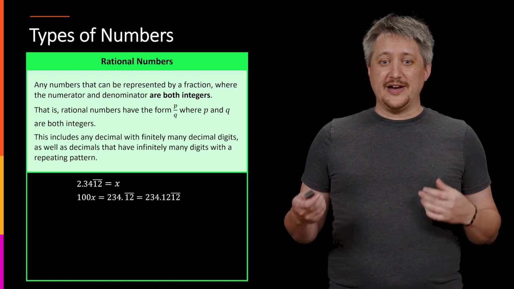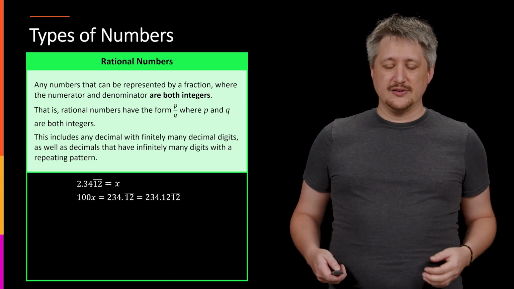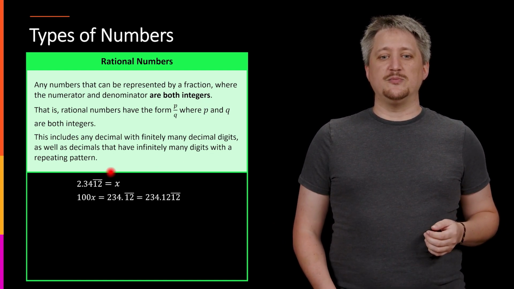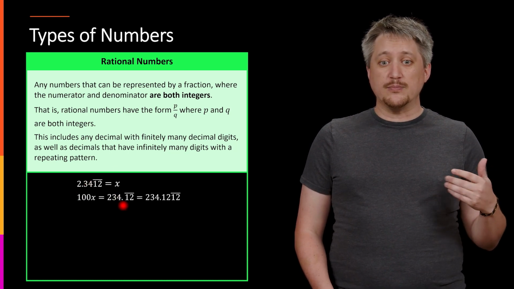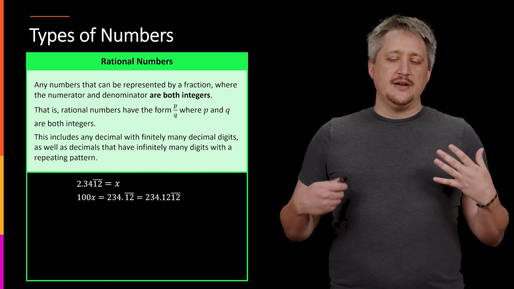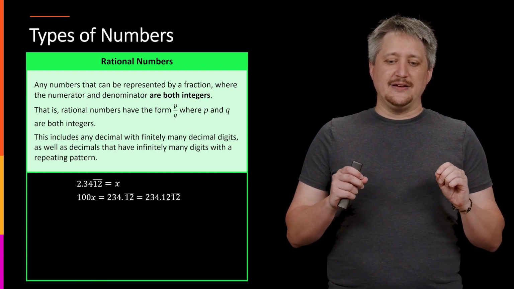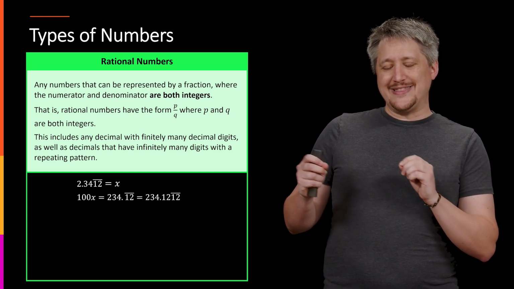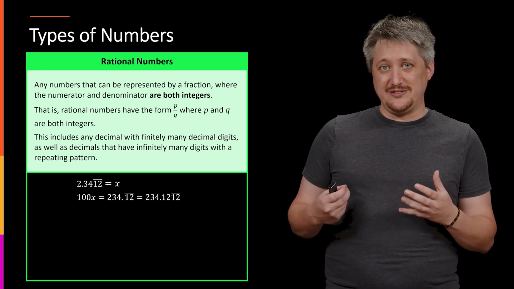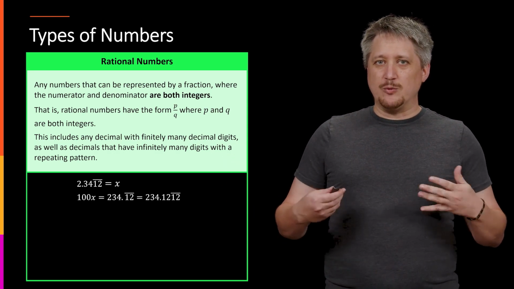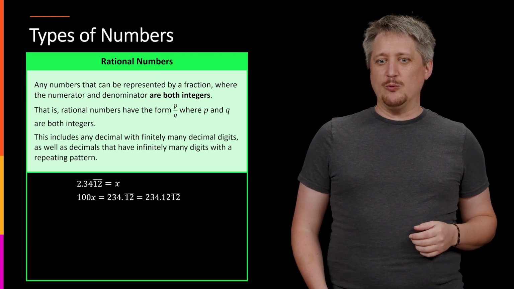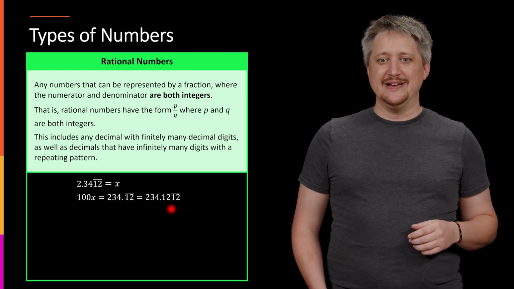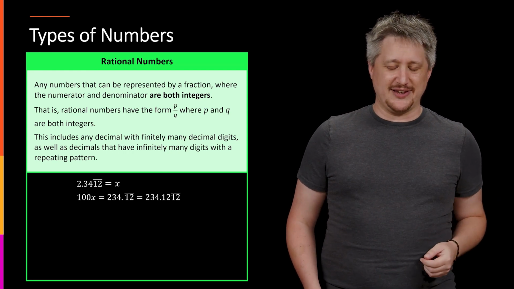So on one side, my x times 100 is just 100x. On the other side, I'm moving that decimal place over 2 points, which gives 234.12 repeating. Now, I can write that 1, 2 as many times as I want. That's what it means to be repeating. I'm going to write it one more time for clarity. I don't have to, but that's why I have this 0.12, 1, 2 repeating, because I'm going to do something in a second here.